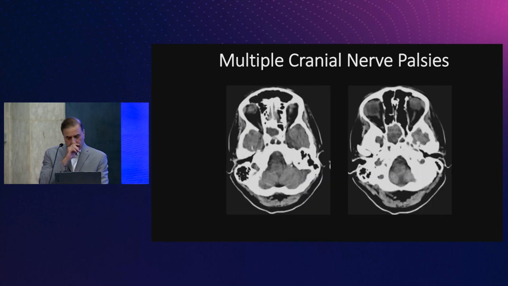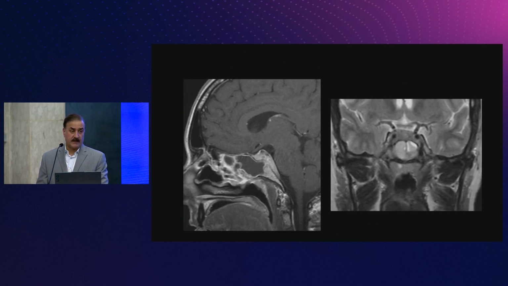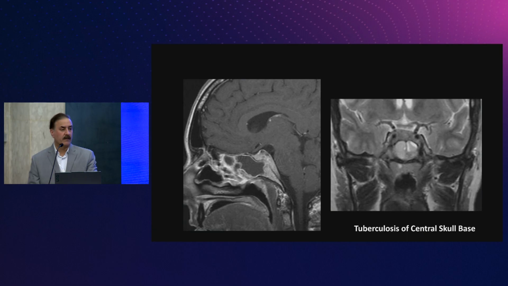So this is a patient with multiple cranial nerve palsies. CT head was done, with soft tissue density in the sphenoid sinus, could be fungal involvement, and was read as normal. Same patient, because of the indication, we got an MRI, and now you can see this big retroclival mass with involvement of the cavernous sinus bilaterally. This was TB of the central skull base.